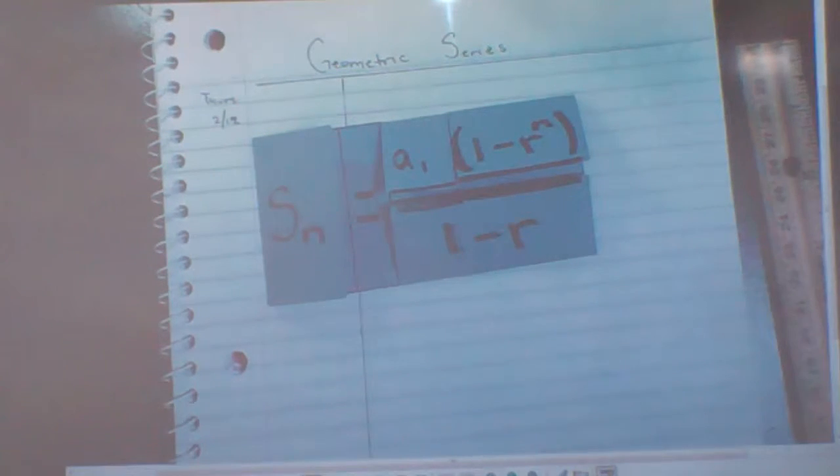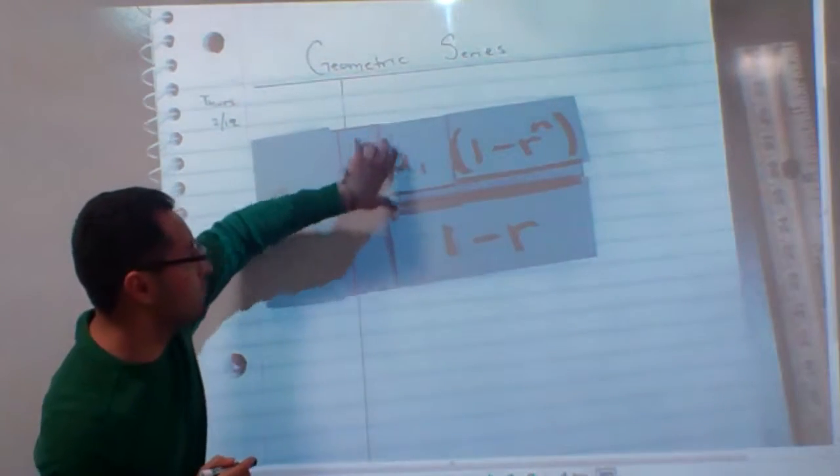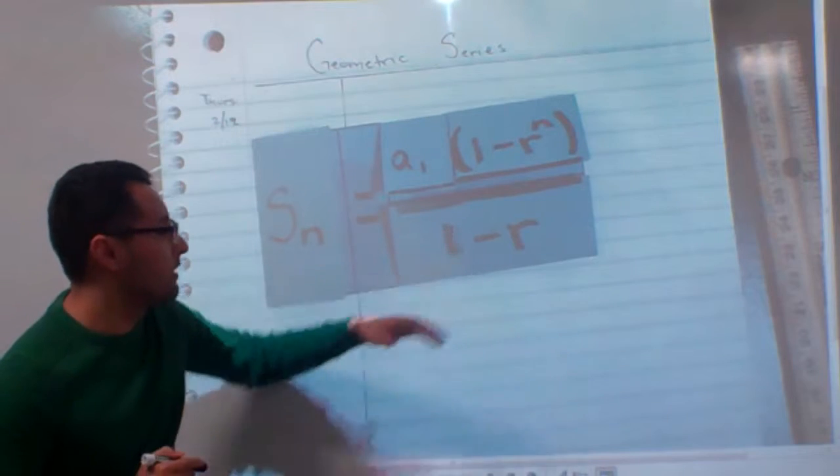Okay, so go ahead and glue this in. So this is saying we're going to multiply our first term by this expression divided by 1 minus r. Go ahead and glue that in, and we're going to discuss what these individual parts mean.